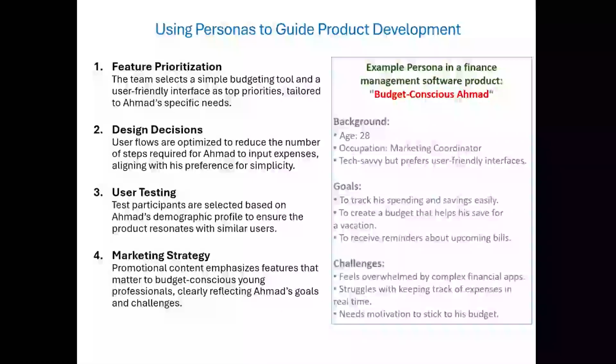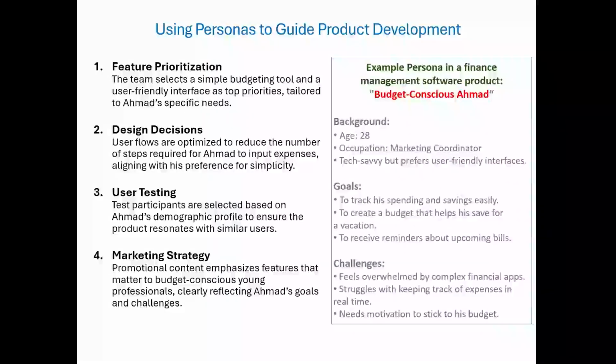So this ensures that the product features are aligned with the user needs, not just developer assumptions. We are not just building cool features, we are building the right features for the right users. Also, for design decisions, for example, Ahmad dislikes complex multi-step processes, so the user flow is optimized to minimize the number of steps he has to take to input expenses or manage his budget.